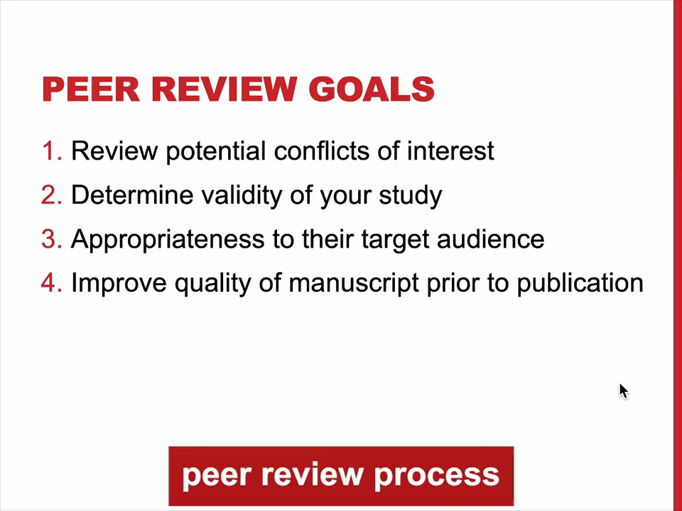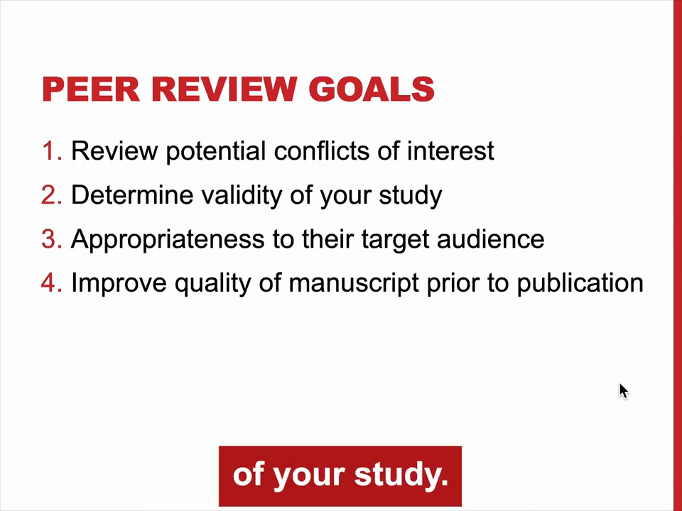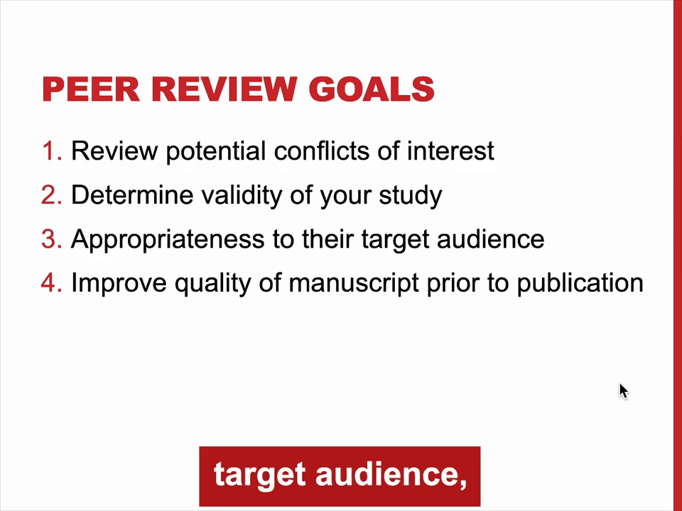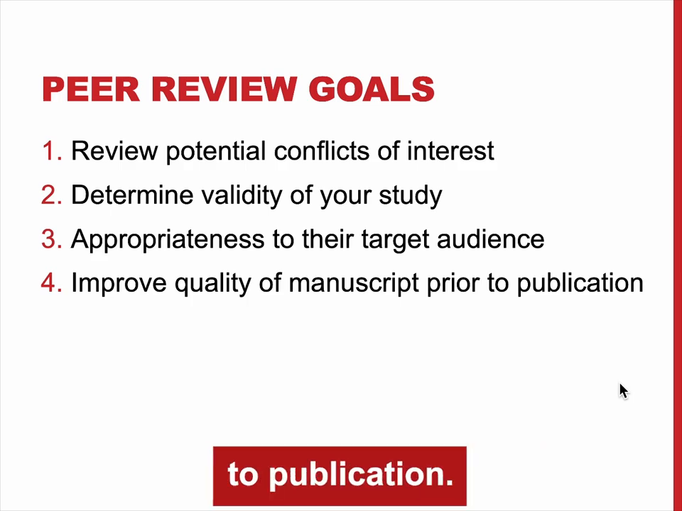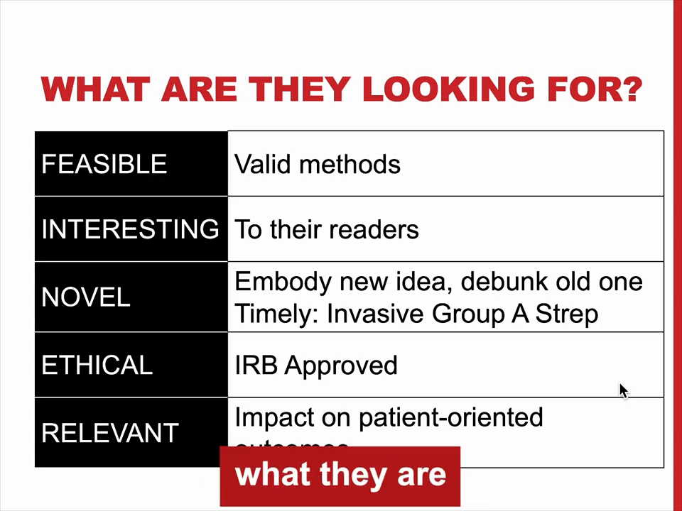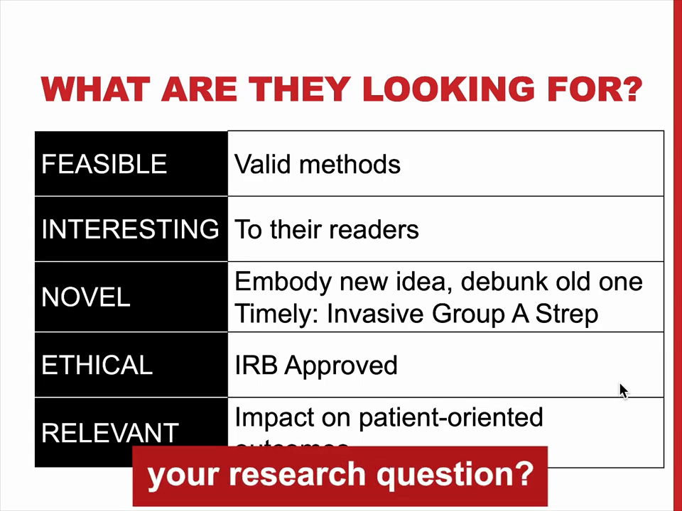The goals of the peer review process are to review potential conflicts of interest, determine the validity of your study, determine if it is appropriate to the journal's target audience, and to improve the quality of the manuscript prior to publication. What are the editors looking for in a manuscript? Not surprisingly, what they are looking for can be described using the FINER criteria. Is it feasible? Are the methods valid to address your research question?